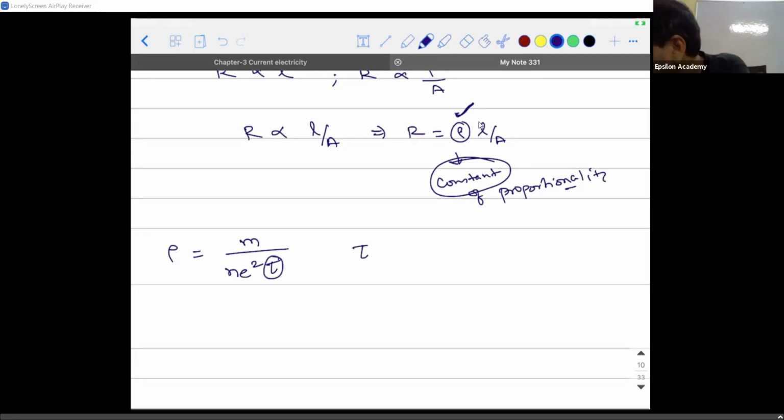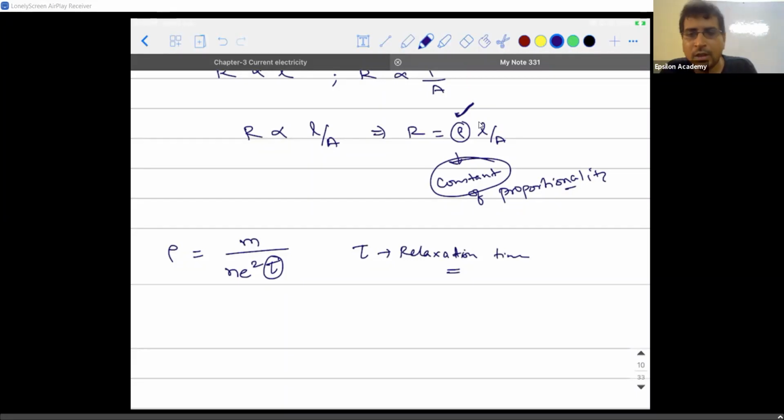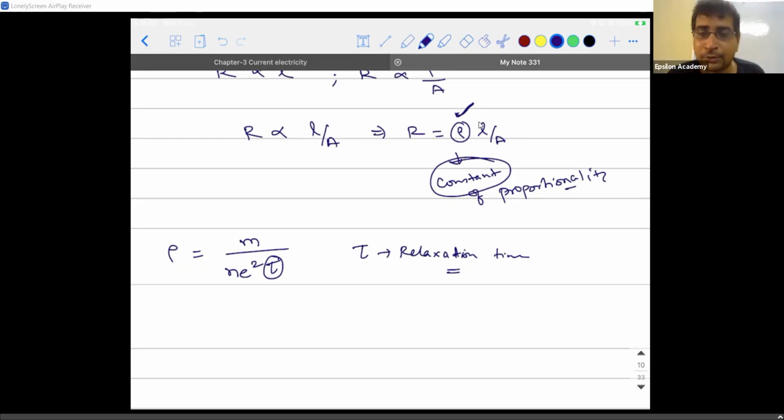It is relaxation time. Relaxation time is a technical name given to it. But what does it signify? What is the definition trying to tell us? It tells the amount of time a particular electron has between two successive collisions. Now let's think of it logically from the kinetic theory of particles.